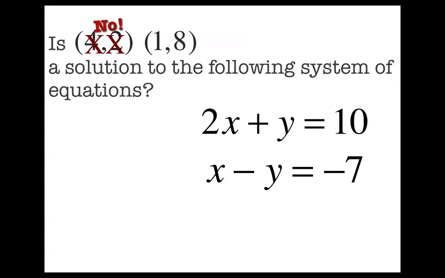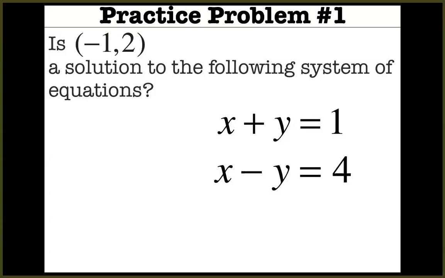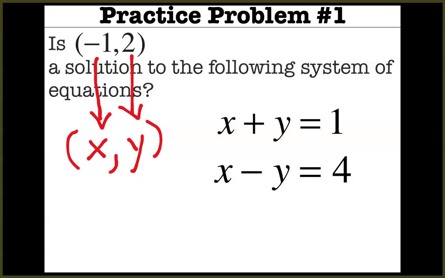All right, I think it's your turn. Try this practice problem. Is negative 1 comma 2 a solution to the following system? x plus y equals 1 and x minus y equals 4. Give you a little clue. Can I give you a hint? Remember, this first number is supposed to be the x number, and this second number is supposed to be the y number, just like when we were plotting points on a graph. Okay? So, when you plug numbers in for this x, you're going to use the negative 1. Okay, that's enough of a clue. I'll let you try it.